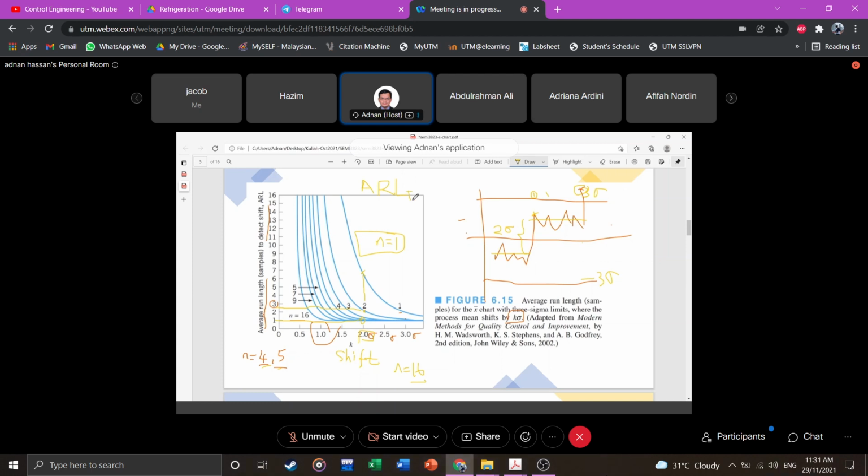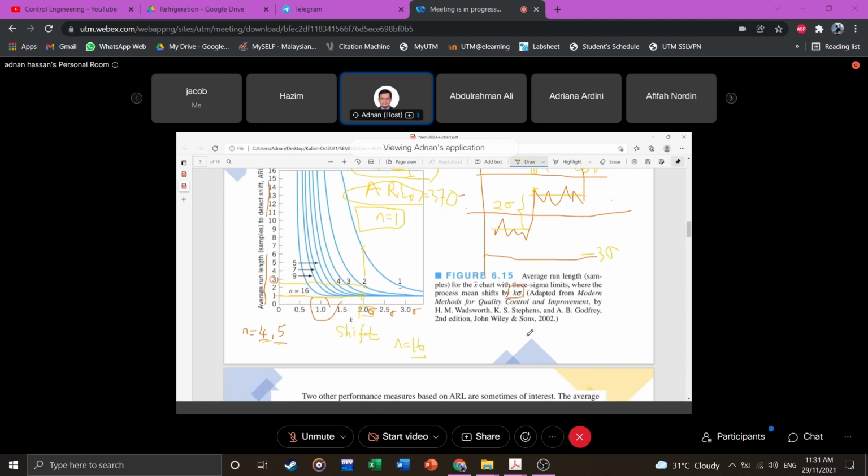Same also actually for ARL 0, there's no issue because the process is stable. But this is already, we say, 370. The process is stable. But when the process is unstable, it depends on the instability. How much is unstable? Is it 0.5 sigma, 1.0 sigma, 1.3 sigma, and so on?